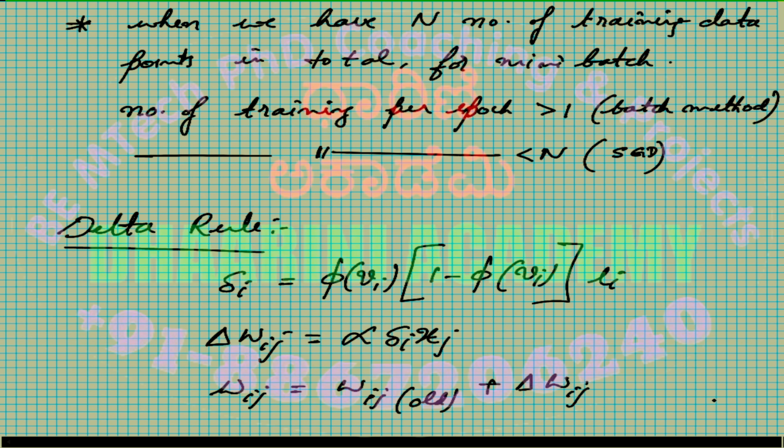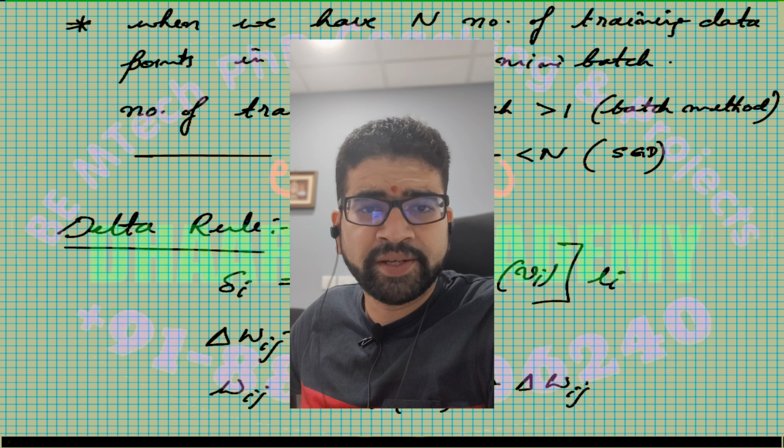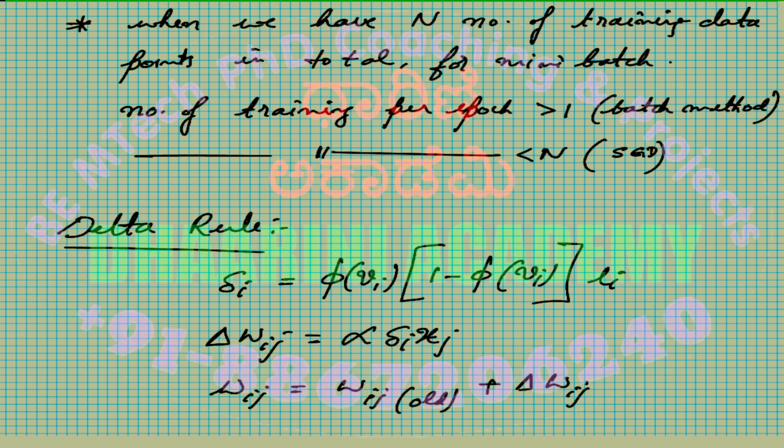I hope you are familiar with these equations, because the same equations we used for weight updation when we looked at the delta learning rule in the theory part. We are simply going to use this to write a code and understand how the classification is going to happen.